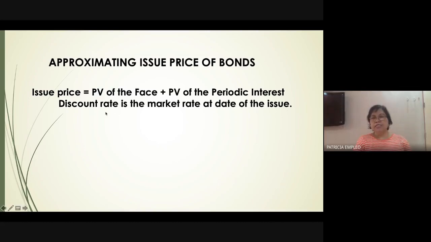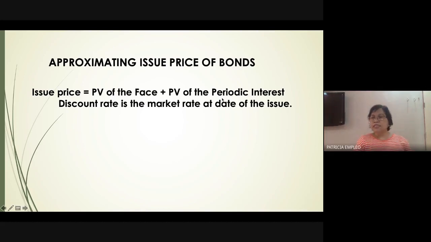For term bonds, the face value is to be paid only once. Therefore, the appropriate PV factor that we will use is the simple present value. So in the present value tables, this is table 2.